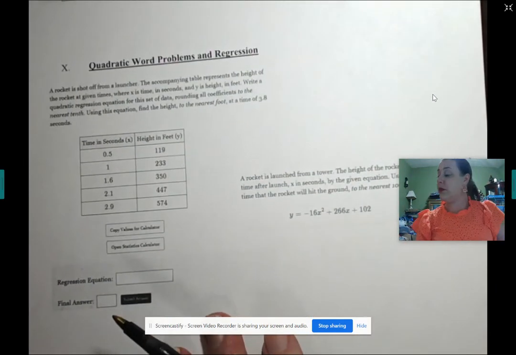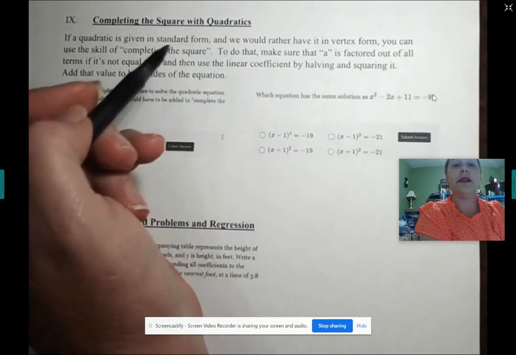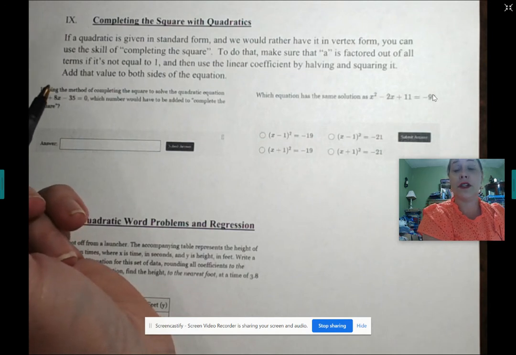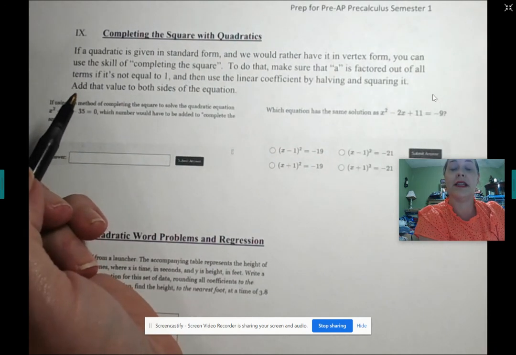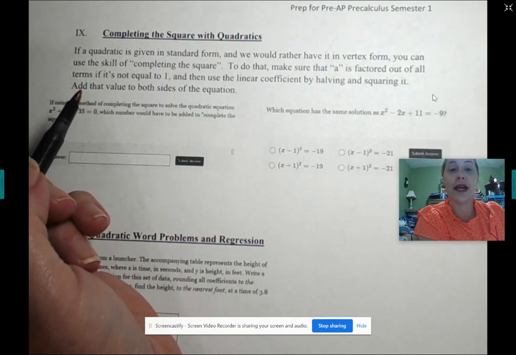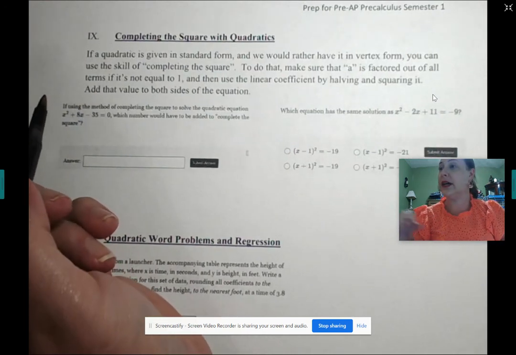Okay, we're almost done. One more thing that we need to review is how to complete the square. Completing the square helps us get from standard form to vertex form when we're talking about quadratics. It also, because vertex form gives us a vertex, and that's really nice to have, right? Because that's the middle of the quadratic. So in order to do that, let's just review what completing the square is.